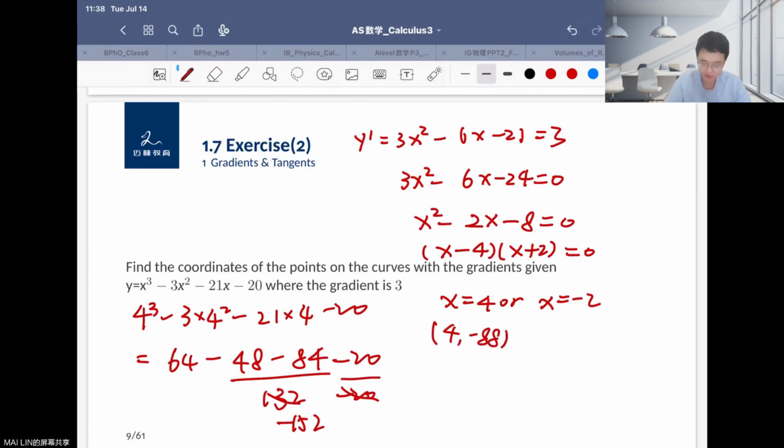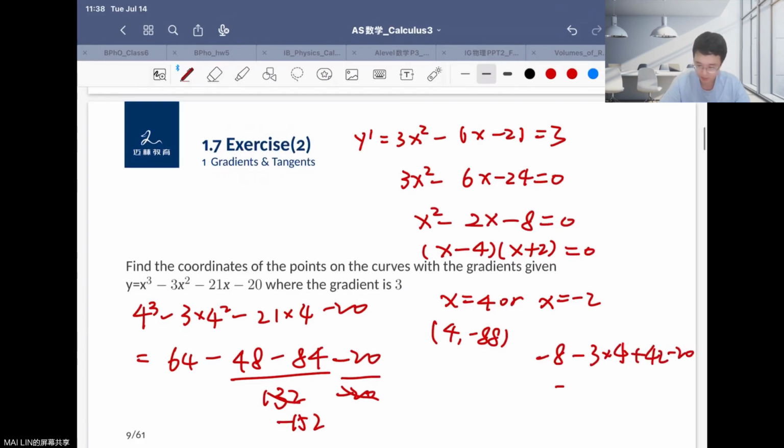And when x equals negative 2, you calculate negative 8 minus 3 times 4, plus 42, and then minus 20. So the value here is negative 8 minus 12, plus 42 minus 20. Then you can calculate, here is 10, and this is 2. So it's negative 2, 2. That is the final coordinate here.